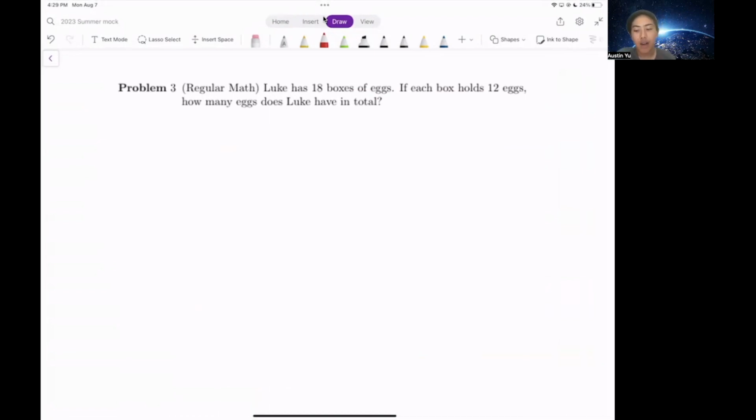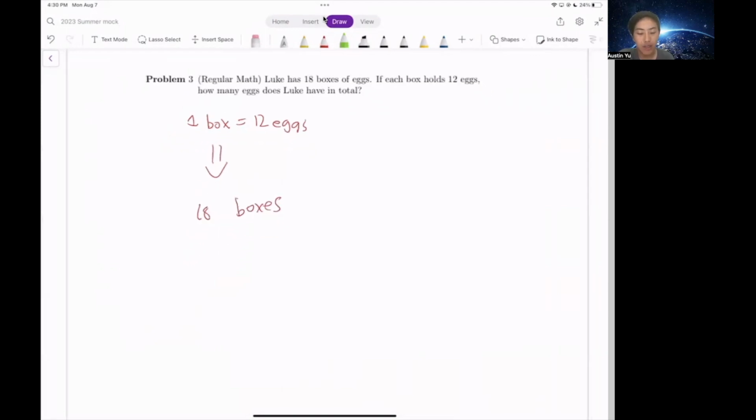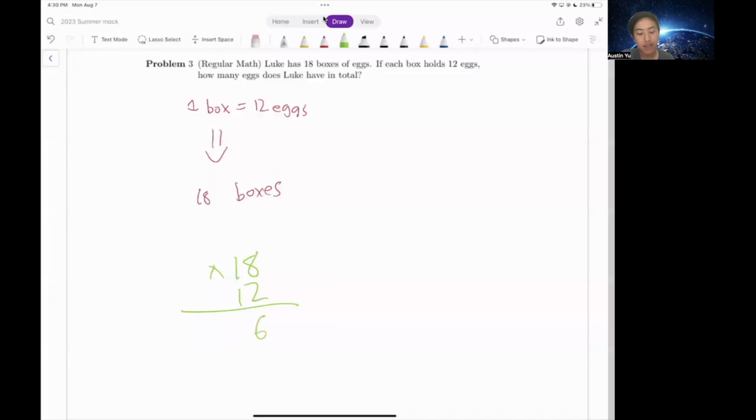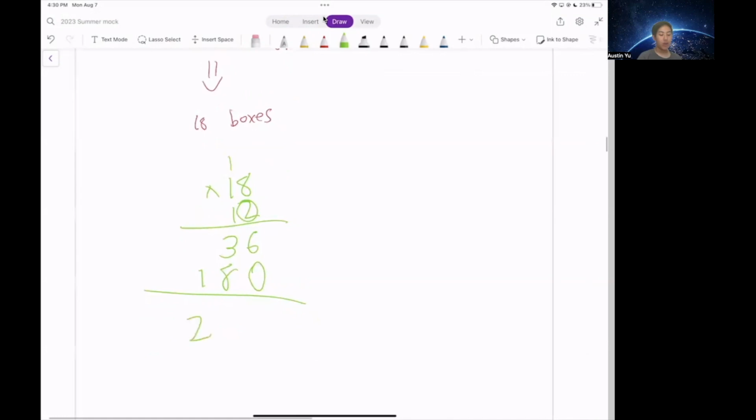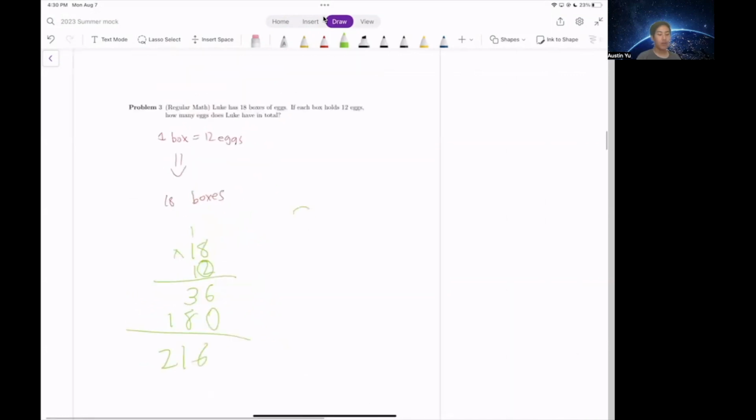So since each box has 12 eggs, so one box equals 12 eggs, and he has 18 boxes, we just have to multiply 12 by 18. So 18 times 12, 8 times 2 is 16, carry over a 1. 1 times 2 is 2, plus 1 equals 3. And then 12 turns into 10, so we drop down the 0. And then 18 times 1 is just 18. And then we add this together and we get 216. So 216 eggs he has.